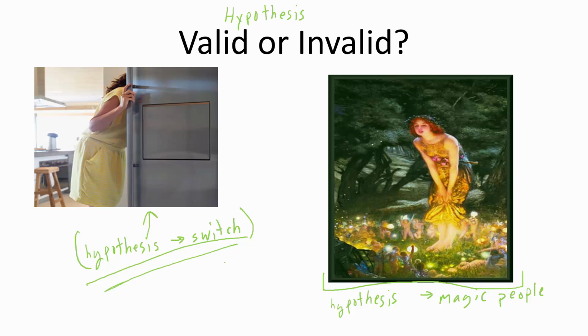Okay. More than likely, I'm going to find out that experiments support the idea that there's a switch causing the light to go on. Okay, so supported by experiments. And I'm going to find that the magic people hypothesis is very difficult to detect. I'm going to see that this is not supported by experiments.